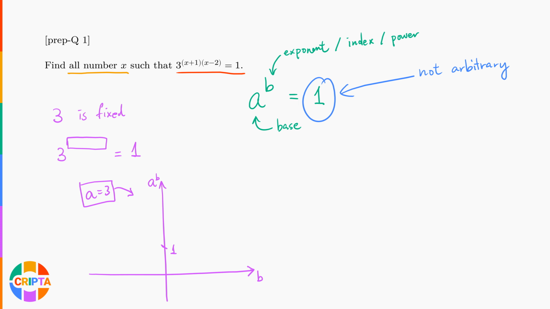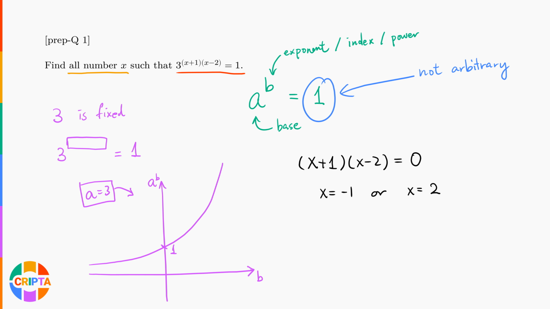Let's pay attention to the graph that we all know. For a equals 3 and different values of b, we can plot the graph. The graph is a strictly increasing function which only achieves a to the power of b equals 1 when b equals 0. Now let's solve this. Our chunk equals 0, x is minus 1 or 2, done. And now we have all the x we need.